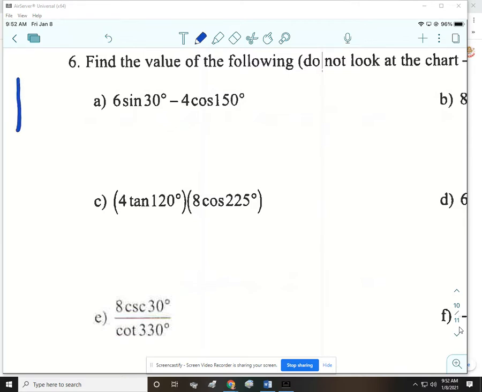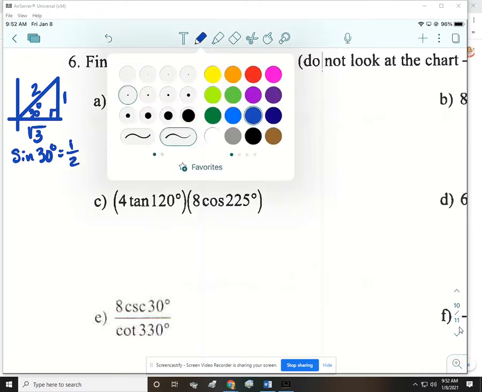So the 30-degree triangle is in quadrant 1. For 30, 60, 90, opposite of 30 is 1, hypotenuse is 2, opposite of 60 is square root of 3. What I need from that triangle is the sine of 30 degrees. In quadrant 1, I don't have to worry about negatives, so I'll just do opposite over hypotenuse. The sine of 30 degrees is 1/2.